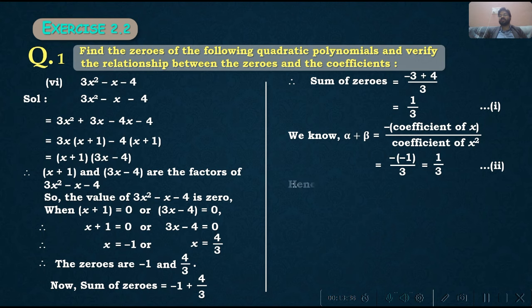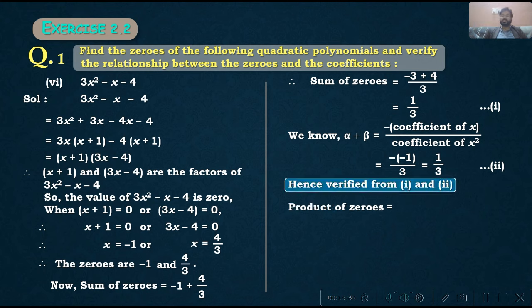Now product of zeros: minus 1 into 4 by 3, that is minus 4 by 3. Now alpha into beta, we know that it is constant term upon coefficient of x square. So constant term will be minus 4, upon coefficient of x square, which is 3. So minus 4 by 3, equation 4, hence 3 and 4 also verified.